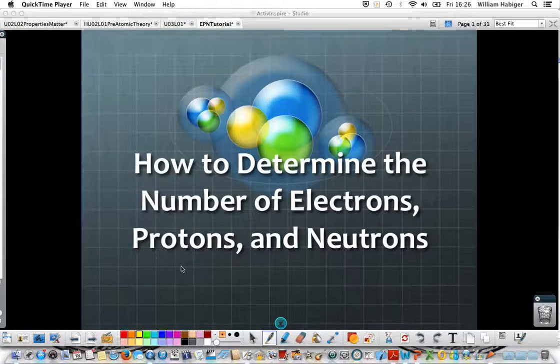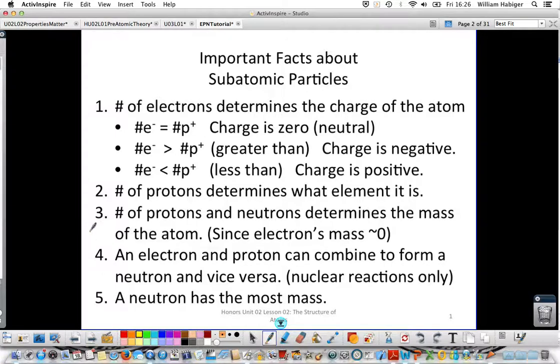Alright guys, today we're going to look at how to determine the number of electrons, protons, and neutrons in pretty much anything. Okay? Some important facts about subatomic particles: the number of electrons determines the charge, the protons tell you what element it is, the protons and neutrons make up the mass of the atom, and that's pretty much all you need to know for what we're looking at today.